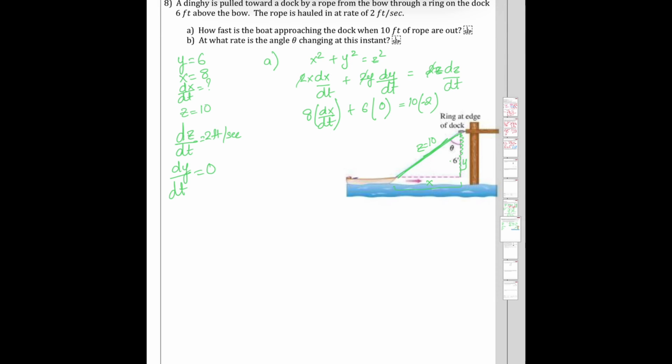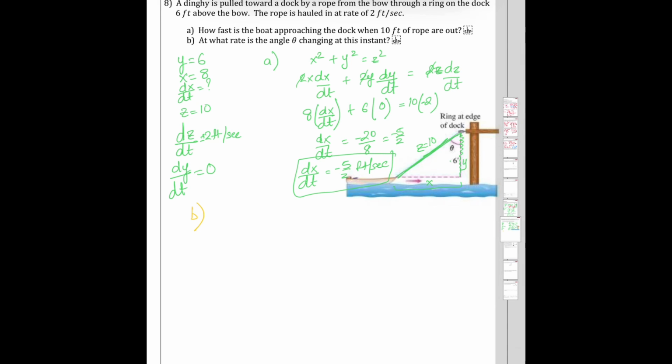Actually, it's going to be negative 2 because it's pulling in. I don't know if I did say that, but it is negative 2 because as you're pulling the rope, the distance between the rope and the ring is going to reduce, so it's going to be negative. So now I'm going to solve this. dx/dt is equal to negative 20 over 8, which is negative 5 over 2. So dx/dt is negative 5 over 2 feet per second.